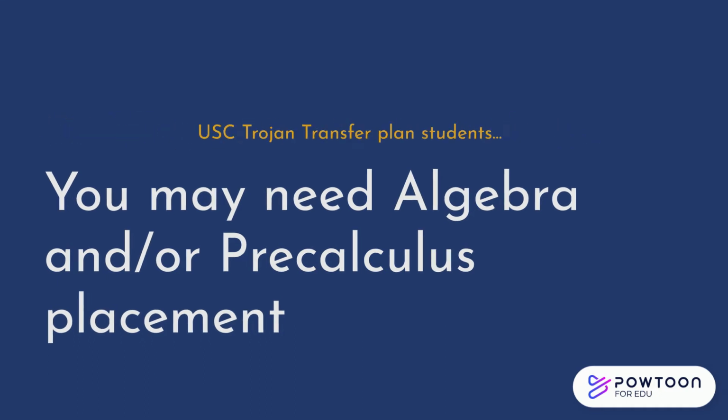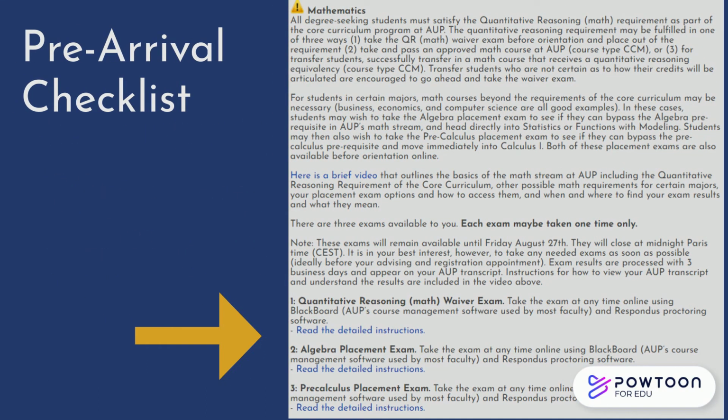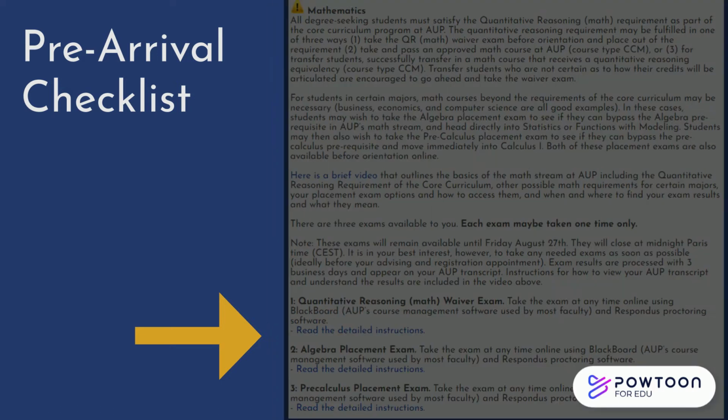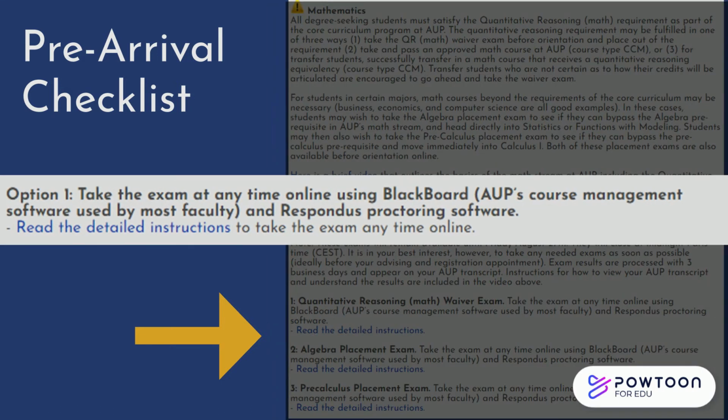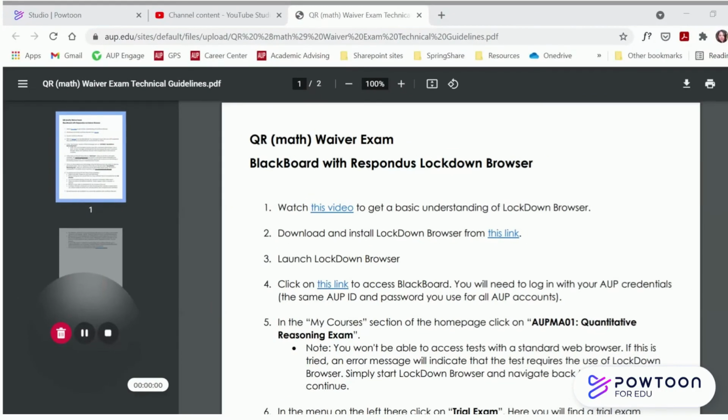When you're ready to take an exam, you will find everything you need on your pre-arrival checklist. Information about math waiver and placement exams appears in the section of your checklist called Register for Classes. Navigate to this section, and you will find some general information, the link to this video, and information about how to take the exams. Notice that for each exam, there is a link you can click on that will open a technical guide for how to install Respondus and how to navigate to the correct exam on Blackboard.